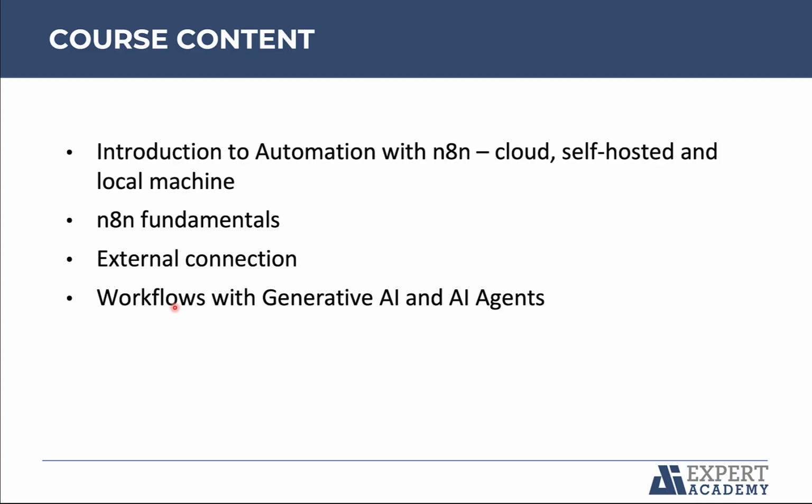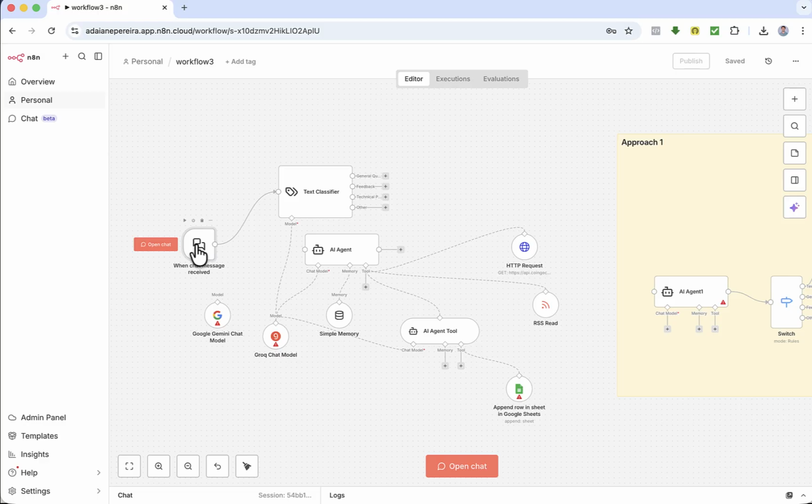Next, we will advance to automation using generative AI and artificial intelligence agents. We will build a chat interface where users can send messages and we will classify those messages automatically. At the middle, we can visualize the AI agent node. You will learn how to build agents that use large language models, LLMs, to generate text, connect to memory, and use tools.